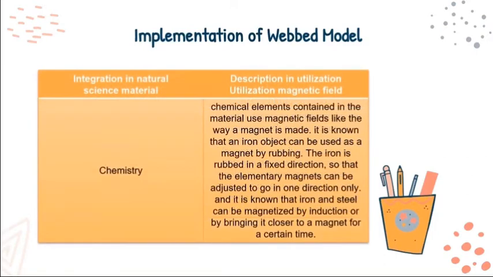Next is chemistry. The chemical elements contained in the material on the use of magnetic fields are like the way a magnet is made. It is known that an iron object can be made magnetic by rubbing.